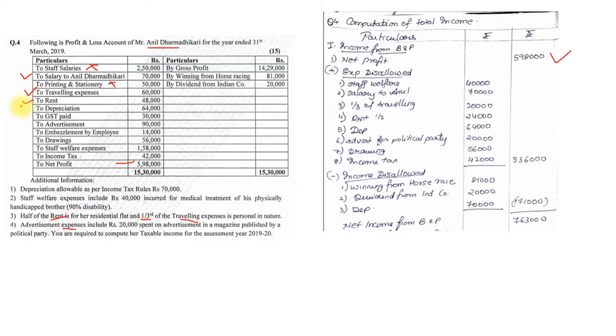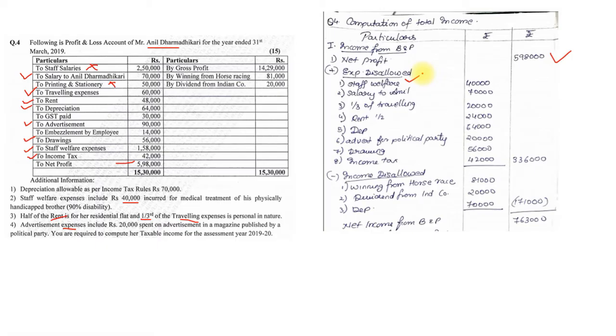Depreciation, two depreciations are given, so this one will appear. GST paid normal, advertisement normal, but they said 20,000 is spent for some political party, so that will appear. Embezzlement is a normal business expense, will not appear. Drawing personal, yes. Staff welfare expense normal won't appear, but there's an adjustment that 40,000 is paid for medical treatment of a physically handicapped brother. That's personal, so that will appear. Income tax is personal, so that will also appear.